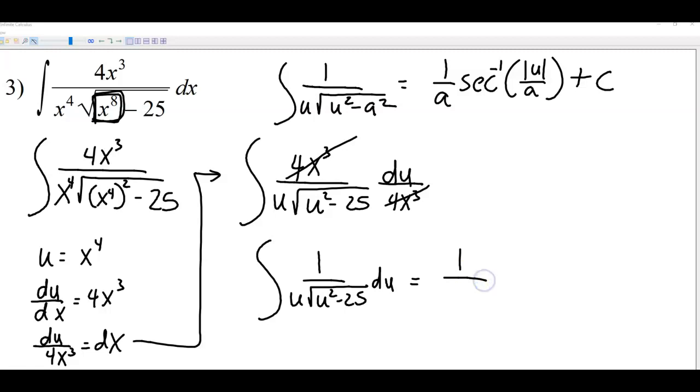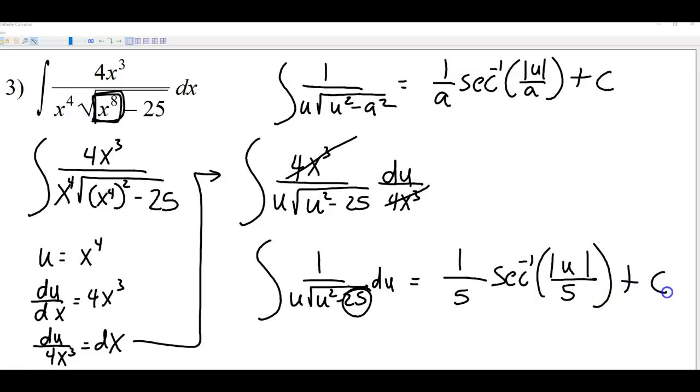1 over a. A is the square root of this number. Arcsecant, absolute value of u over a plus c. And then finally, we want to replace the u with what u was originally. And that was 4x to the 3rd over 5.